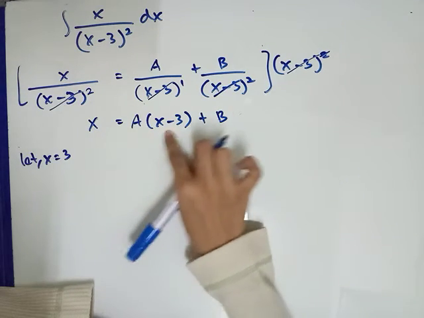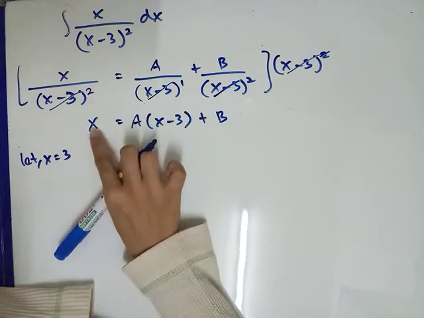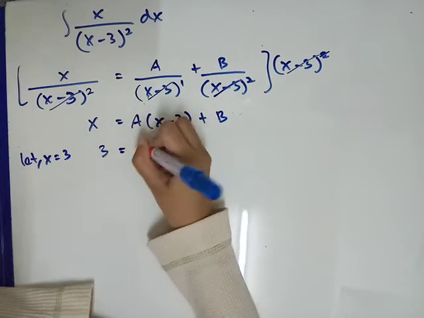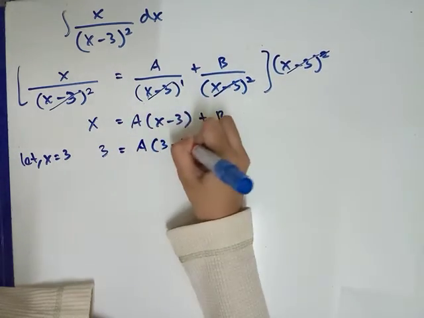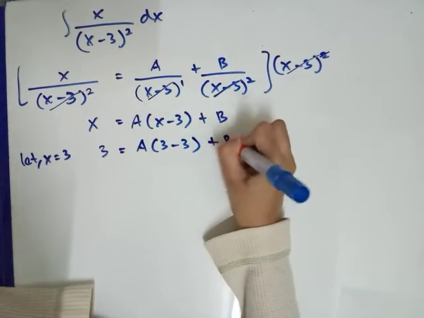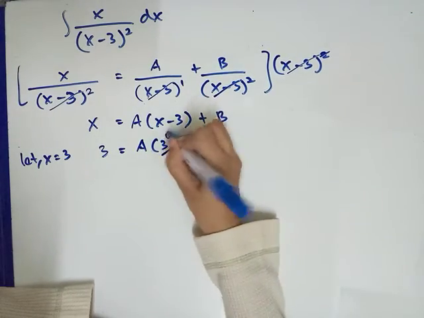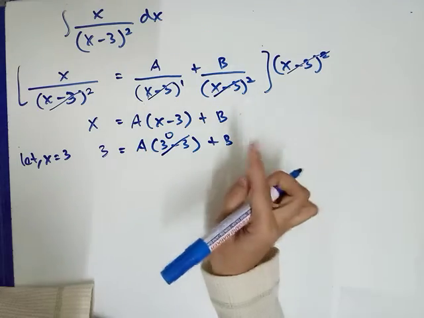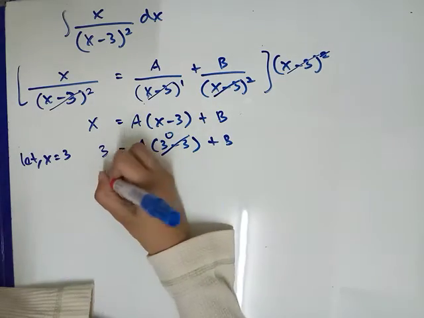So we get a chance to get the value of b. Right? So this one, x is 3. a times 3 minus 3 plus b. So 3 minus 3, you get 0. 0 times a is 0. Then b equals to 3.